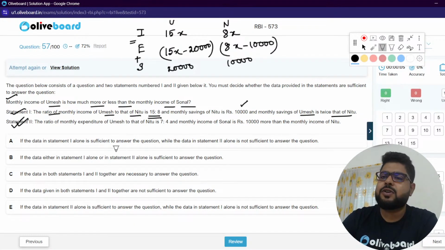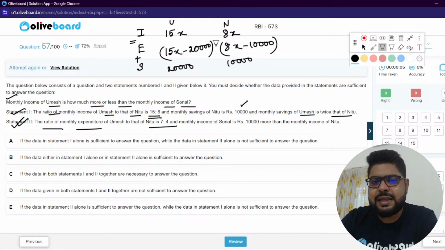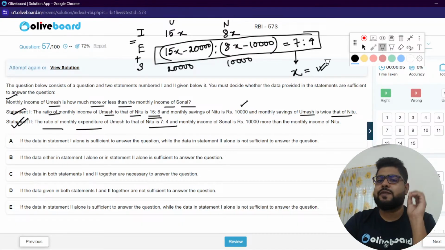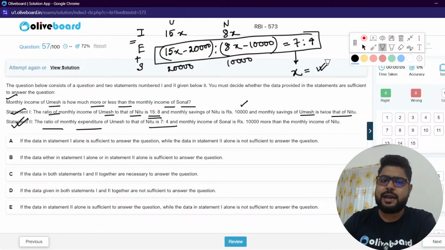From the second statement onwards, the ratio of the expenditure is given. Meaning these two are given to you in the ratio 7 to 4. From here, I will be able to make an equation, and from there I'll figure out the value of x. Again, I don't need the value of x, but I'll be able to figure it out.